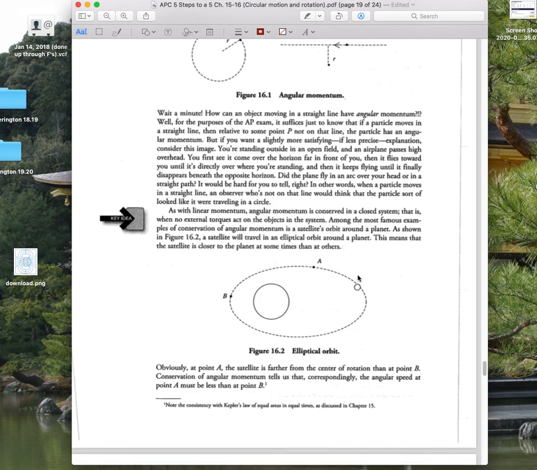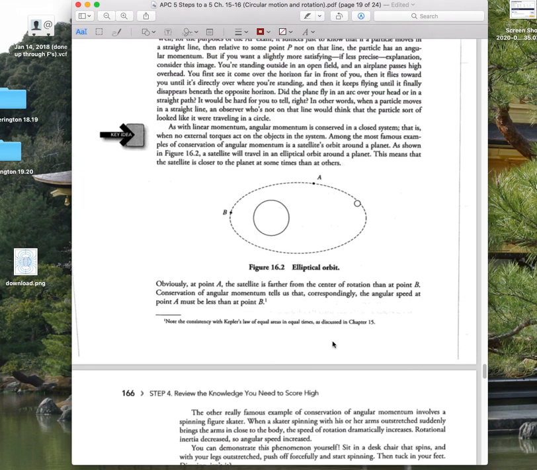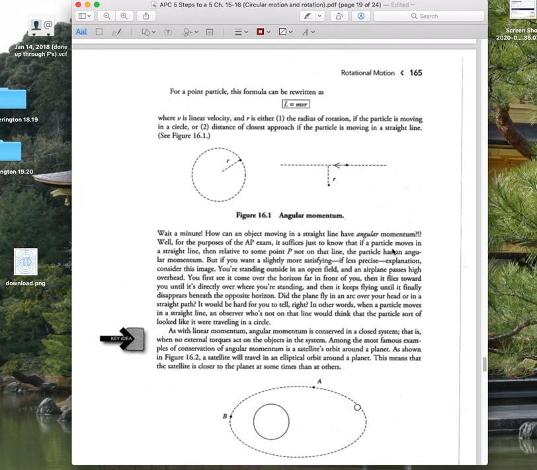So if you have an object in a non-circular orbit, its angular momentum is conserved at all spots. So because it's closer here, it would be going faster. Farther away here, going slower. You could also think of that in terms of conservation of energy. Most gravitational potential energy here, least speed, that would work out as well. But I do think that understanding about conservation of angular momentum is important.